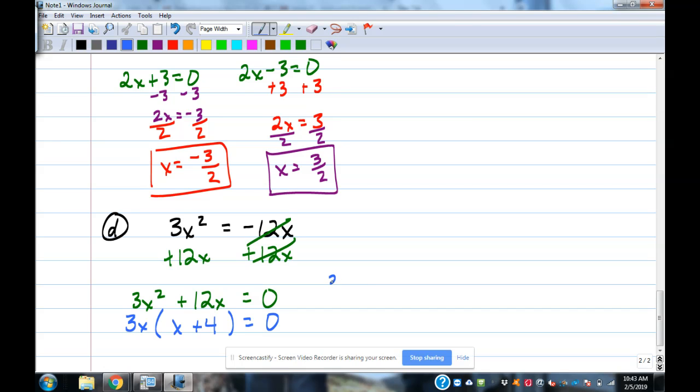Okay, so we're setting 3x equal to 0, x plus 4 equal to 0, get x equals 0, x equals negative 4. Those two solutions there. Easy one-steppers when you do that. So easy stuff there. All right, let's look at one that's more difficult.